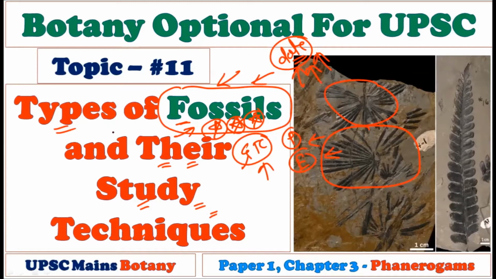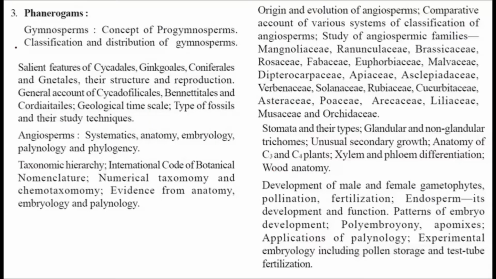Okay, so in this video lecture we are going to understand what is meant by fossils, how they are studied, and what the different types of fossils are. Now consider this is your syllabus. We are dealing with paper 1 and chapter 3, that is the phanerogams. Under this you have to study gymnosperms as well as angiosperms. So we are here at the types of fossils and their study technique.